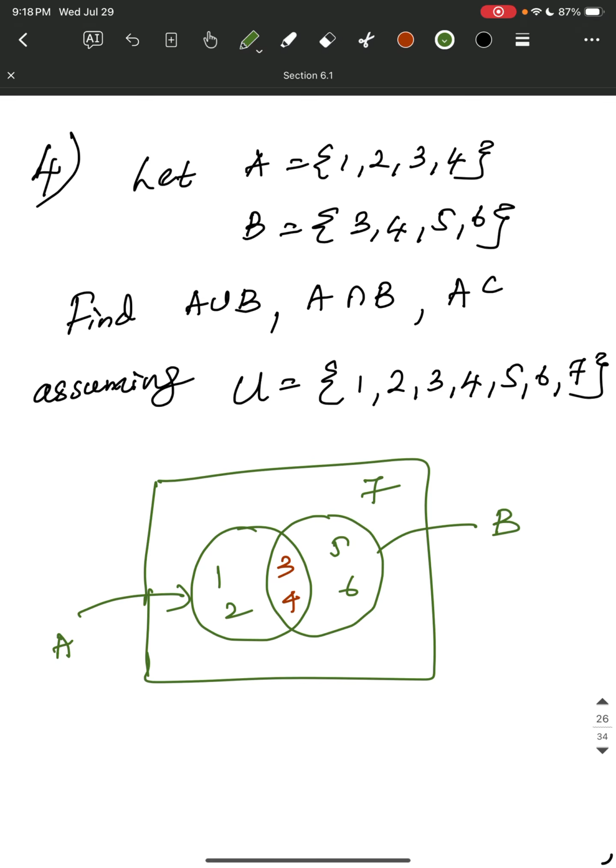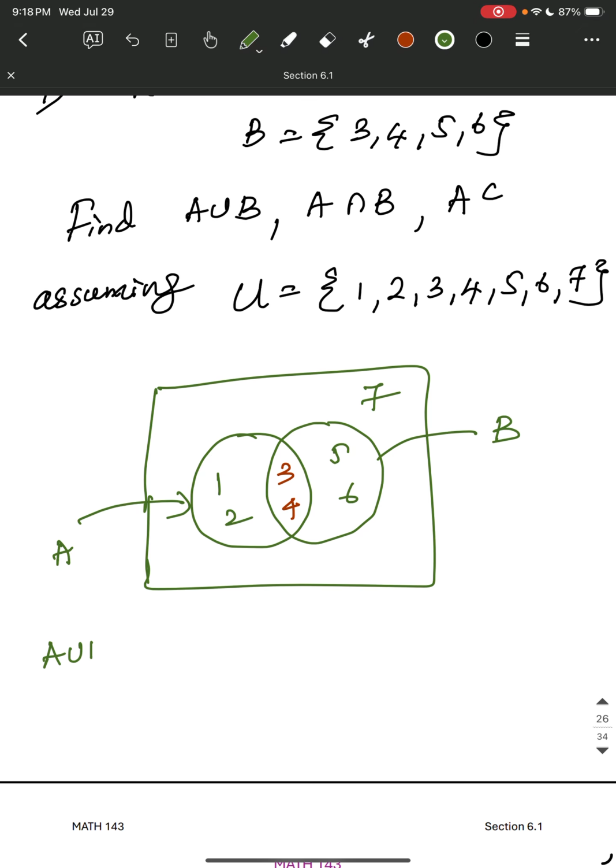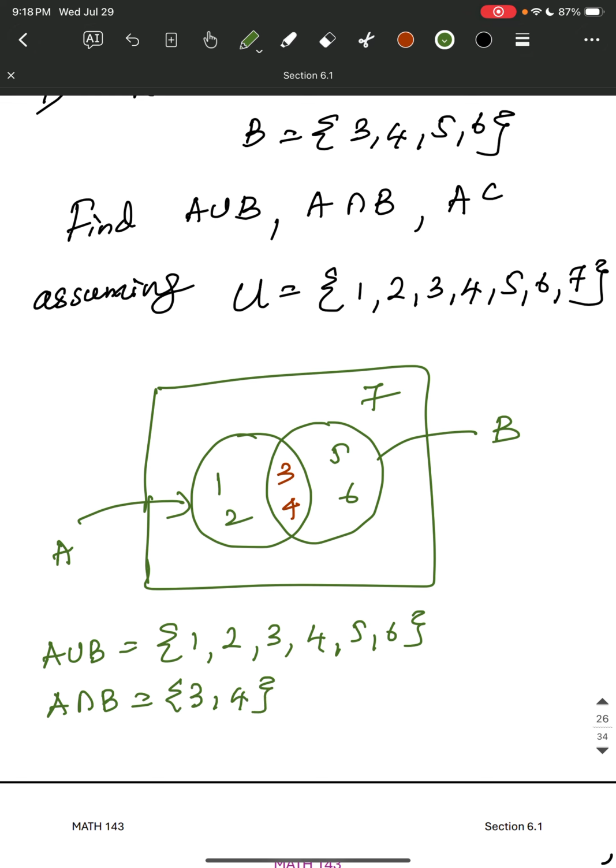A union B is 1, 2, 3, 4, 5, 6. A intersection B is 3, 4. A complement is 5, 6, 7. Okay, before we finish, let's review some common mistakes.